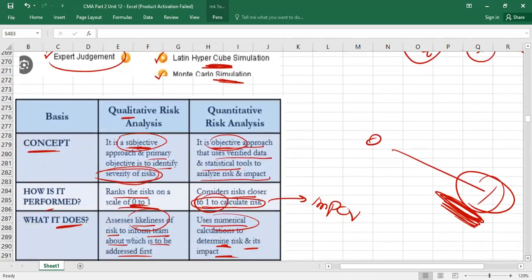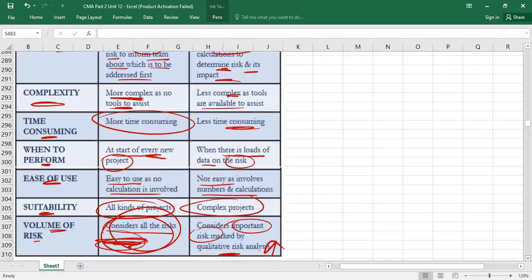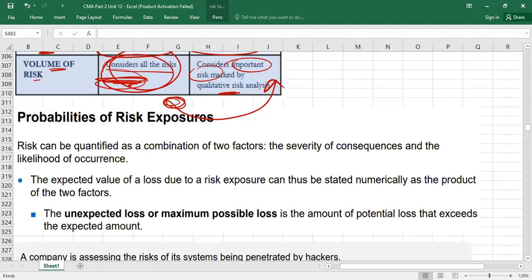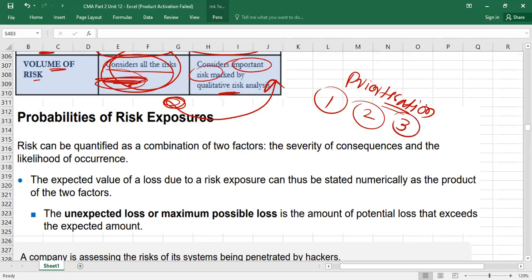Now, this is the third stage, guys. Once the third stage is passed, obviously, based on your qualitative and quantitative risk analysis, you will also do prioritization. Prioritization means you have to rank the risks: which risk should be managed first, which second, which third. It is always based on your risk analysis, I would say, assessment.